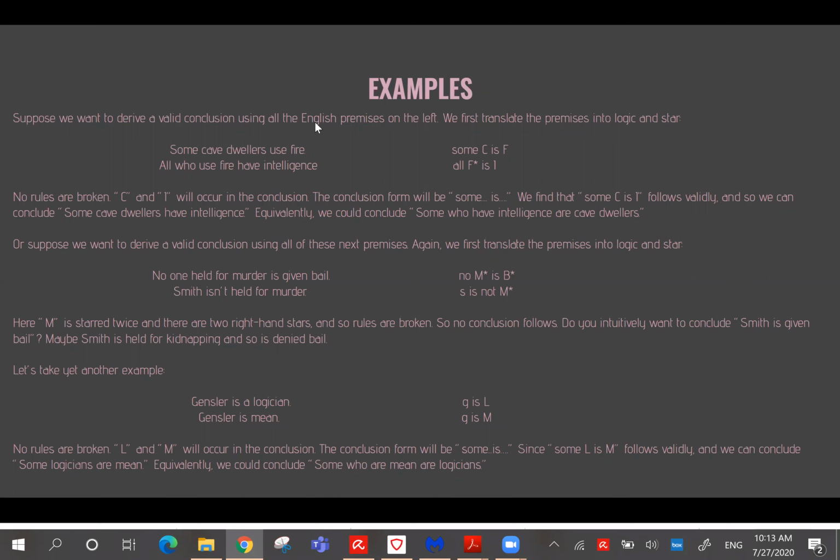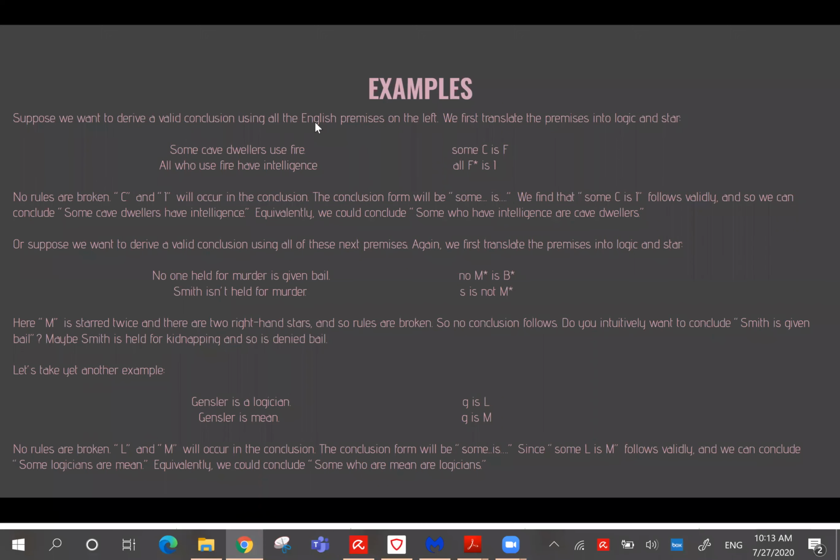Here, M is starred twice, and there are two right-hand stars, and so the rules are broken. So no conclusion follows. Do you intuitively want to conclude Smith is given bail? Maybe Smith is held for kidnapping and so is denied bail. Let's take yet another example.